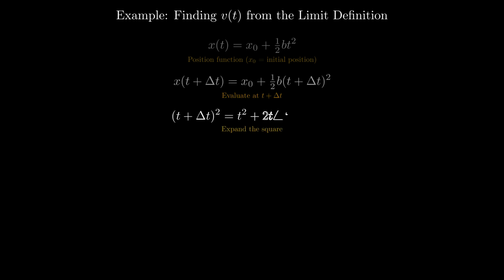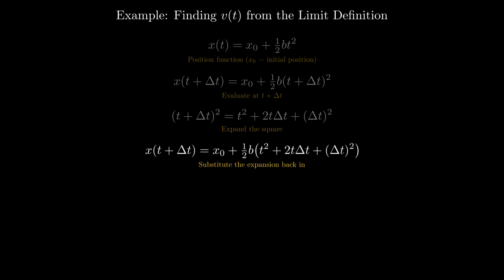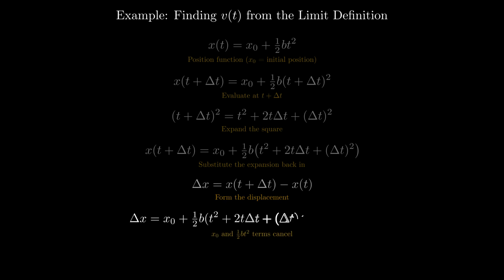Now expand the square. The quantity t plus delta t squared equals t squared plus 2t delta t plus delta t squared. So x of t plus delta t equals x naught plus 1/2 b times the quantity t squared plus 2t delta t plus delta t squared. Now form the displacement. Delta x equals x of t plus delta t minus x of t. Substitute both expressions: x naught plus 1/2 b times t squared plus 2t delta t plus delta t squared, minus x naught minus 1/2 b t squared.